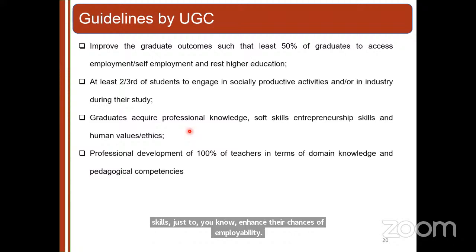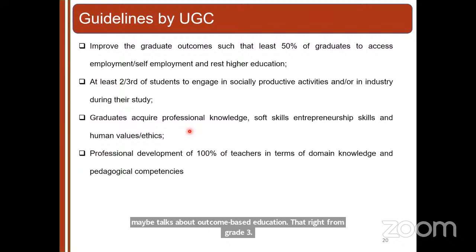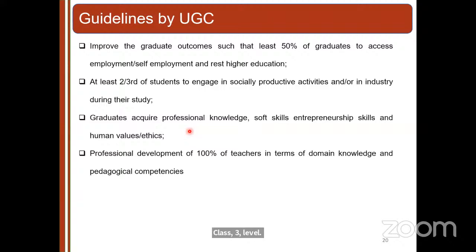But isn't this quite contrasting to what NEP says about outcome based education? NEP talks about outcome based education, that right from grade 3 level, a student must be proficient in reading, writing, and also in all the other learning outcomes that the school prescribes for the grade 3 level. From grade 3 level, you must have these skills developed: creativity skills and knowledge skills.